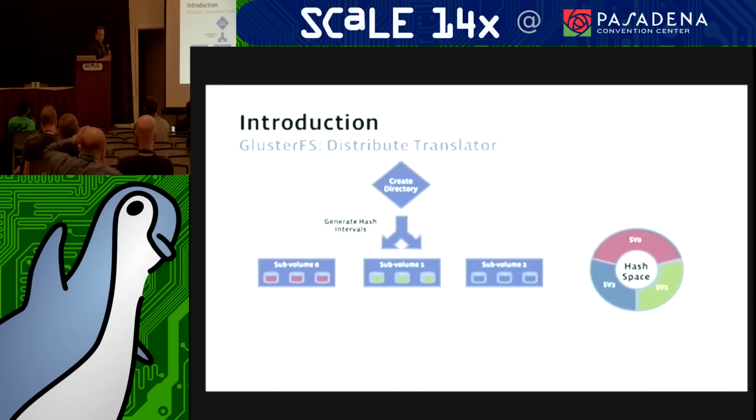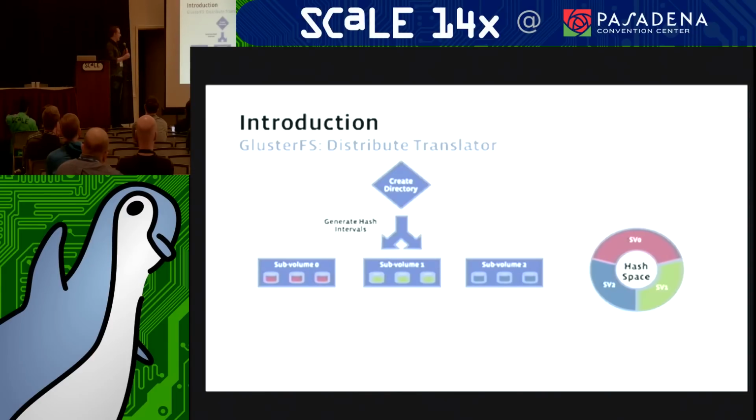Okay, the distribute translator. This is basically just using ring hashing, and it's very similar to, say, what memcache does. In Gluster, we implement this at a directory level. So if you ever wonder why Gluster has directories on all the nodes, this is the fundamental reason why. We create a directory, it creates a hash ring based on how many nodes are in your cluster, and encodes that again in extended attributes across the cluster.